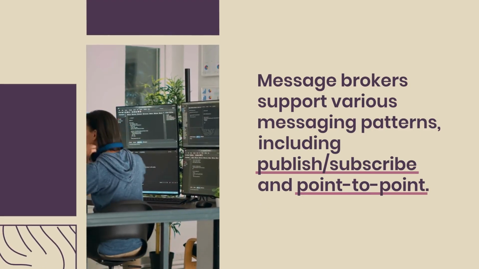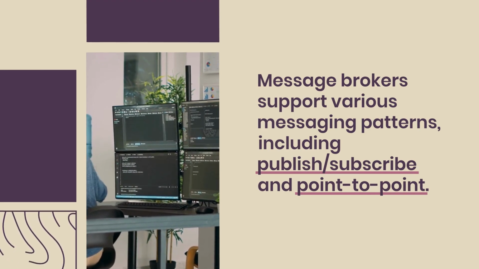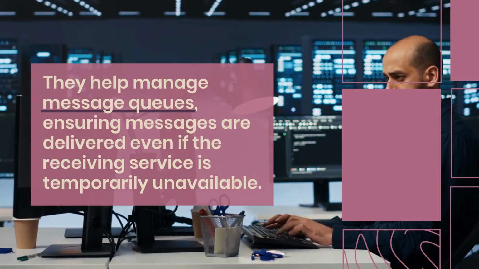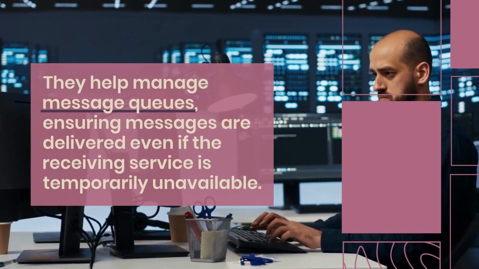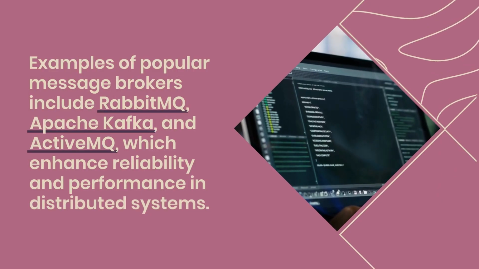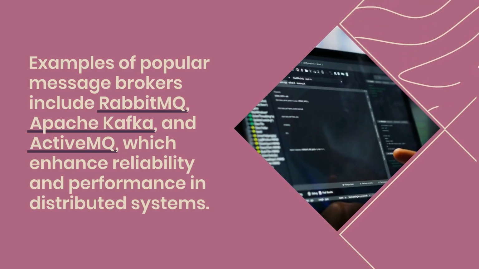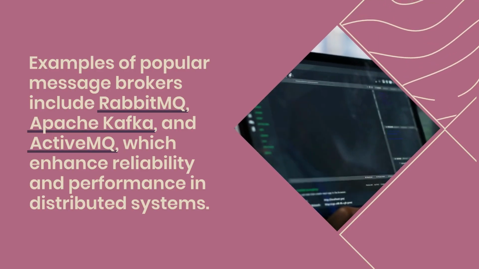Message brokers support various messaging patterns, including publish, subscribe, and point-to-point. They help manage message queues, ensuring messages are delivered even if the receiving service is temporarily unavailable. Examples of popular message brokers include RabbitMQ, Apache Kafka, and ActiveMQ, which enhance reliability and performance in distributed systems.